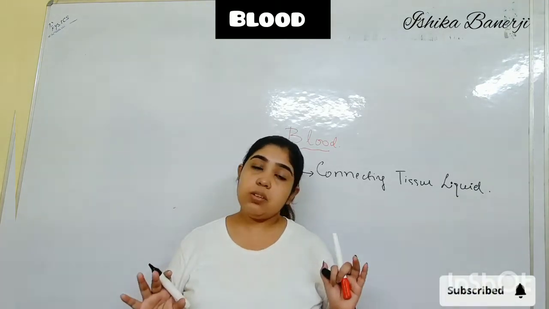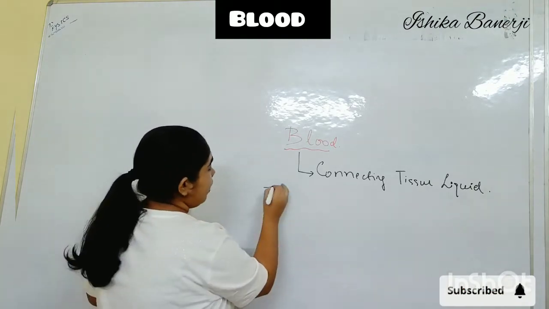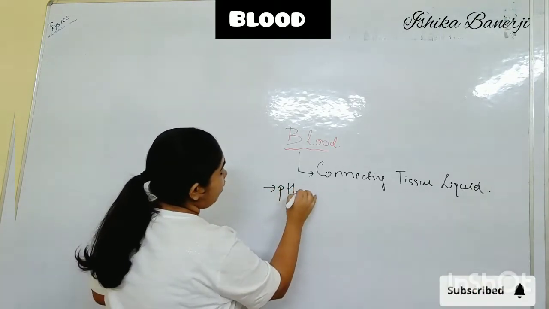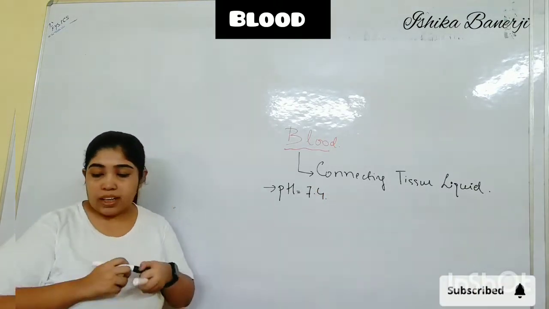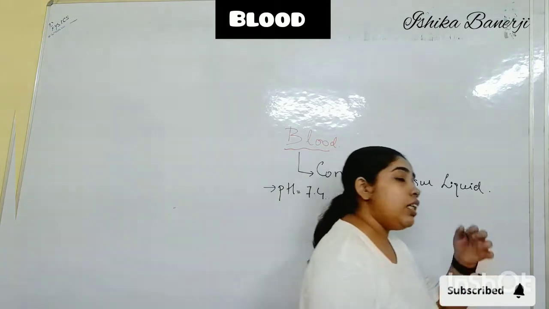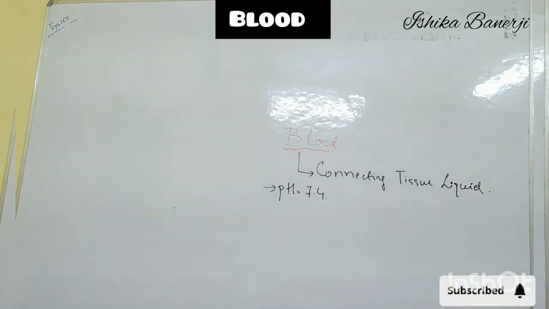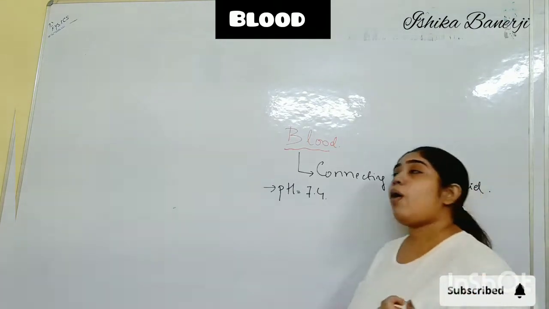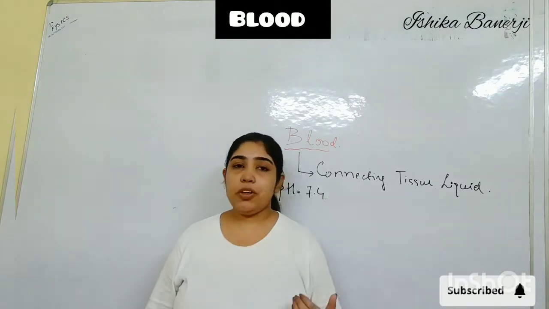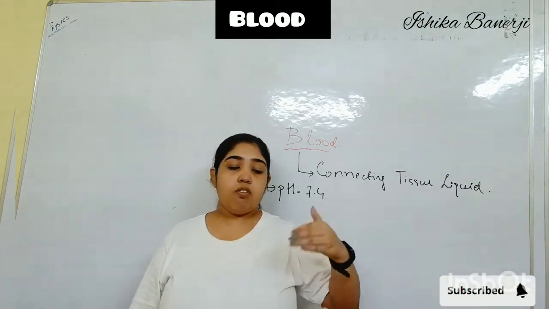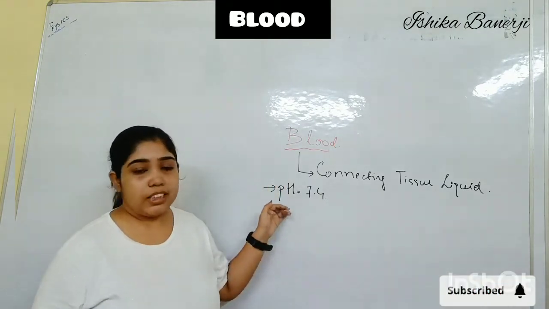Is it clear, students? Next, we have to understand the pH of blood. The pH of blood is 7.4. Understand? Is it clear? What is the pH of blood? 7.4. Now, many times people ask me why I repeat one thing twice. Because the more times you hear this, the easier it becomes for you to memorize and remember it. So the pH of blood is 7.4.